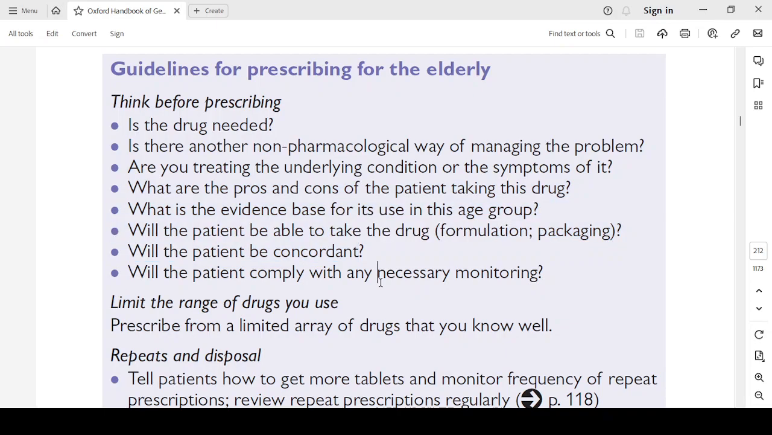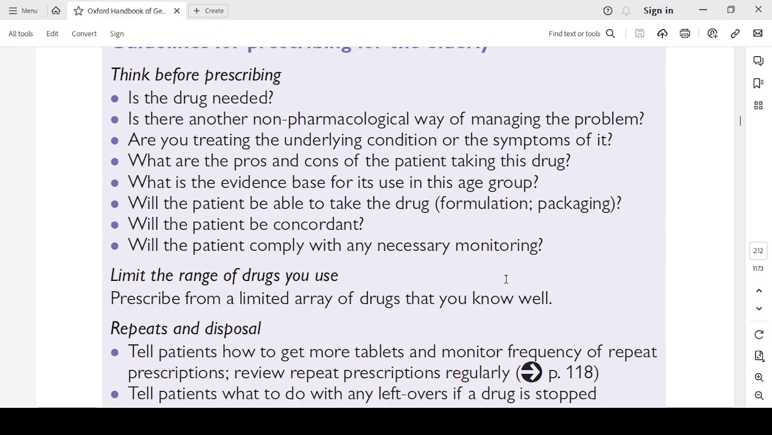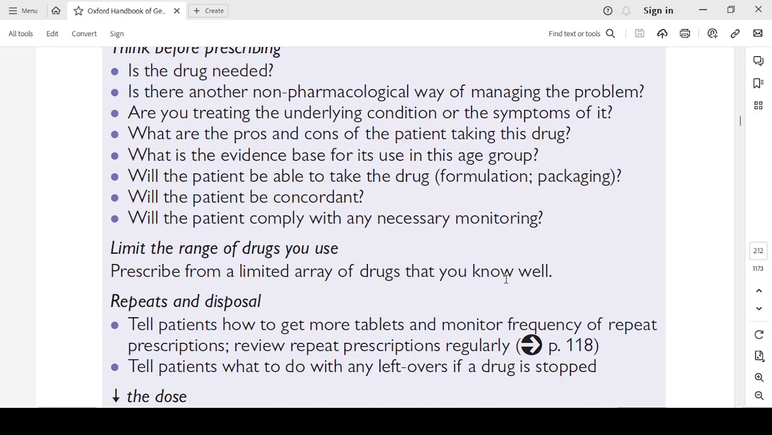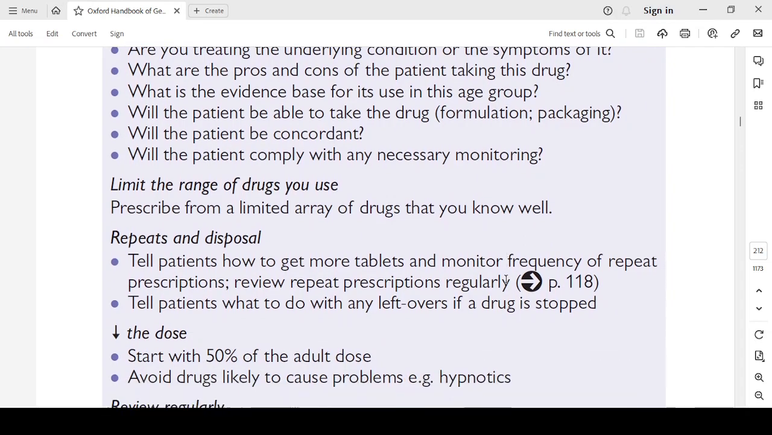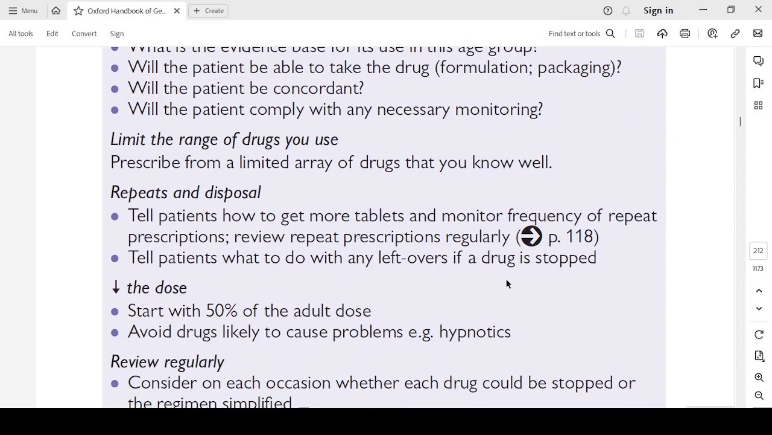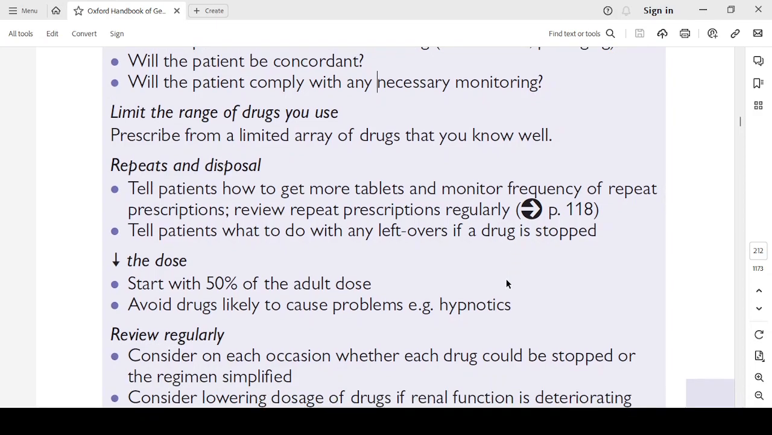Will the patient be able to take the drug, formulation or packaging? Will the patient be concordant? Will the patient comply with any necessary monitoring? Limit the range of drugs you use. Prescribe a limited array of drugs that you know well. Repeats and disposals. Tell patients how to get more tablets and monitor frequently for repeat prescriptions. Review repeat prescriptions regularly. Page number 118.